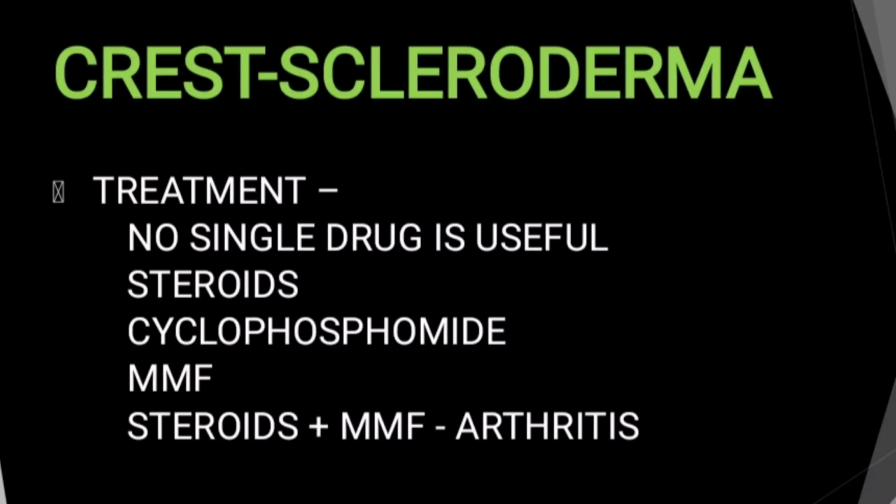Let's discuss the treatment plan. No single drug is found to be useful in treating the patient, but to treat lung manifestations like interstitial lung disease, we use drugs like steroids, cyclophosphamide, and mycophenolate mofetil. Steroids and methotrexate are also used in treating the arthritis. In this condition, we find arthritis, lung manifestations, and skin manifestations.